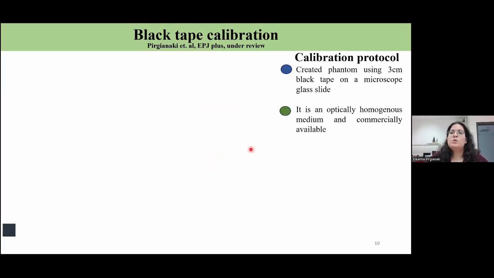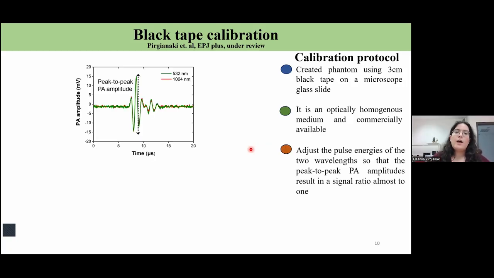So we established a protocol. We used black tape as a phantom, and we put it on a microscope glass slide. We use this as a phantom because it is an optically homogeneous medium and commercially available. And what we did was adjust the pulse energies of the two wavelengths so that the peak-to-peak photoacoustic amplitudes result in a signal ratio of almost 1.